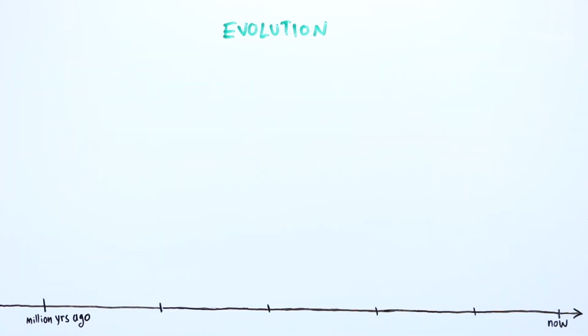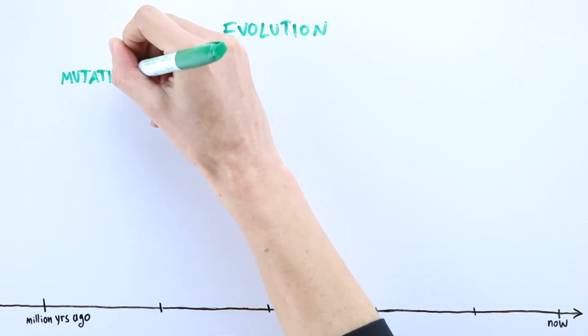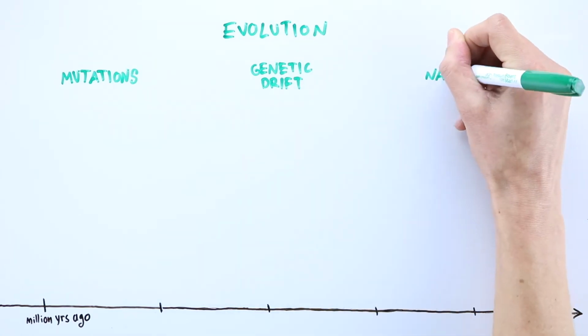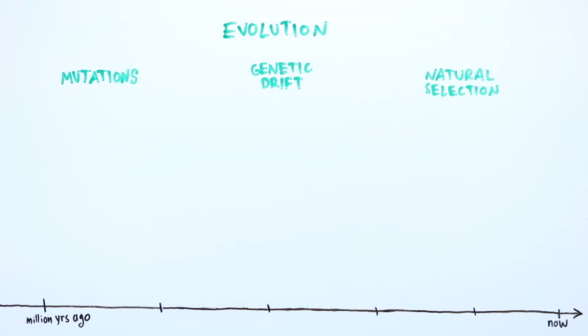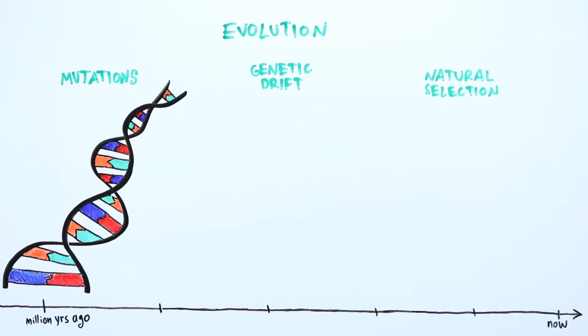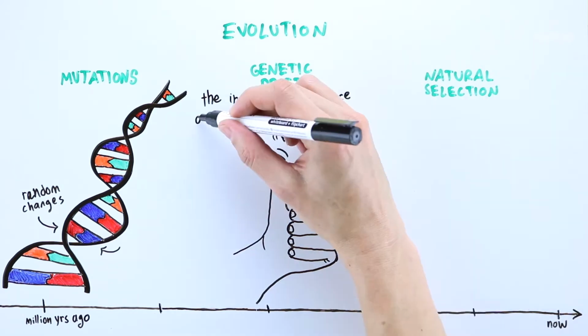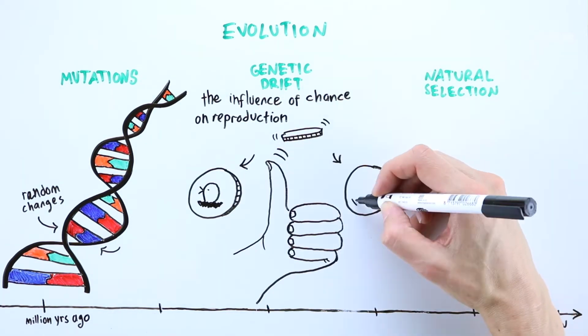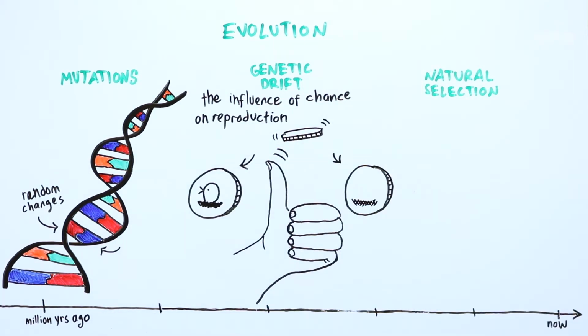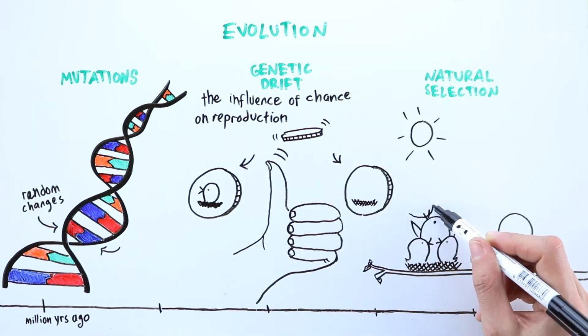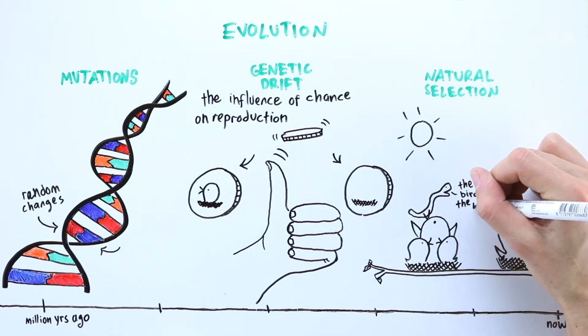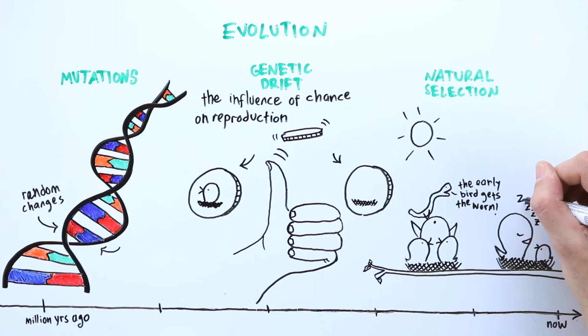The three main processes that drive evolution are mutation, genetic drift, and natural selection. 1. Mutations are random changes in genetic material. And 2. Genetic drift is the influence of chance on whether or not an individual reproduces. 3. Natural selection acts on the fact that some individuals are better adapted to the environment than others.